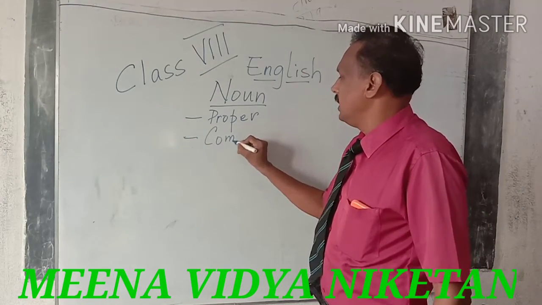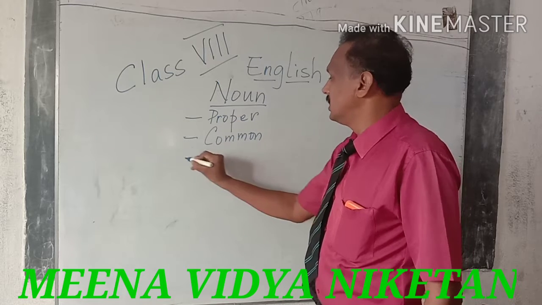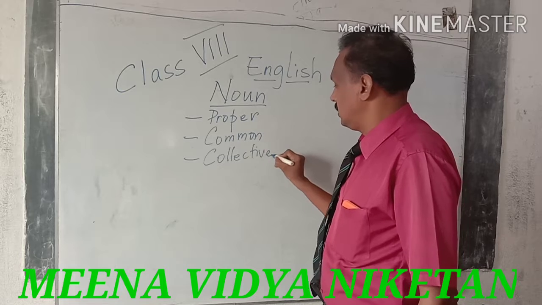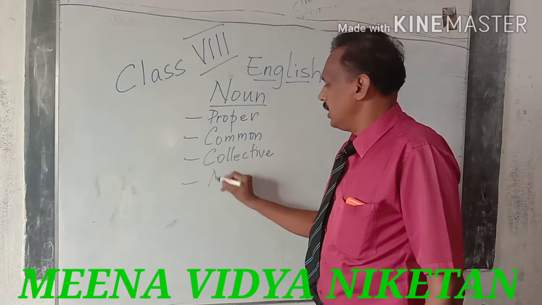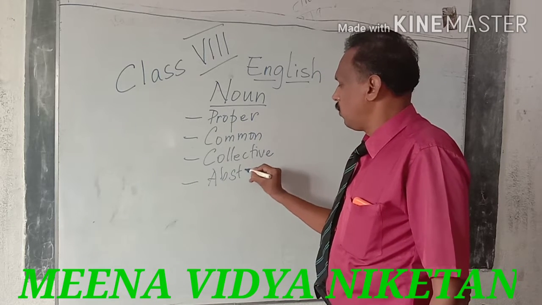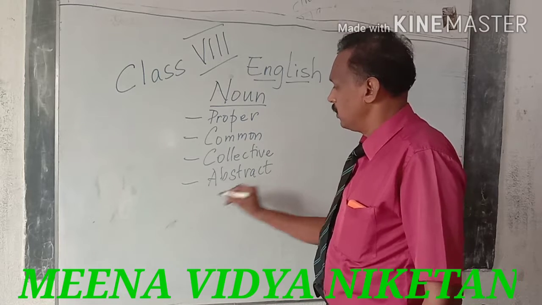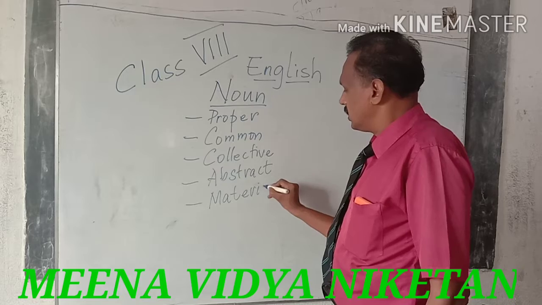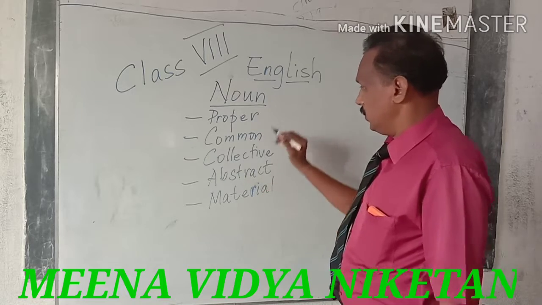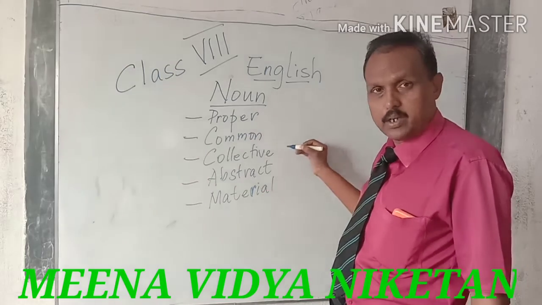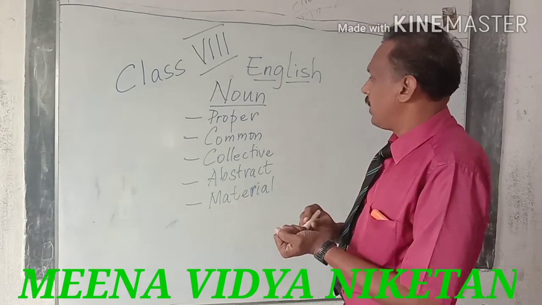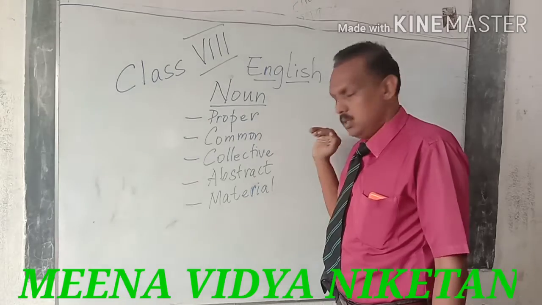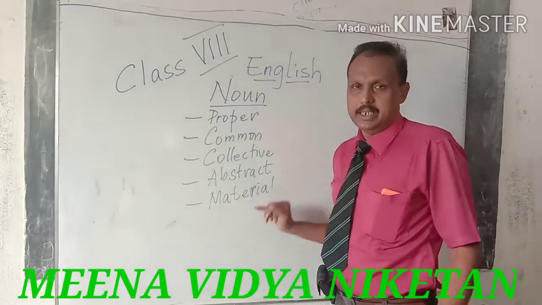But it's all easy to remember once you know the name. From the name itself we can understand what kind of noun it is. So what are the 5 kinds of nouns? Here I am going to explain all 5 kinds of nouns. Earlier we used to study 4 kinds of nouns, that is proper noun, common noun, collective noun and abstract noun. The 5 kinds of noun are: proper noun, common noun, collective noun, abstract noun and material noun.